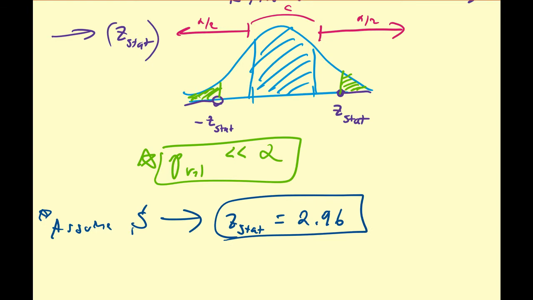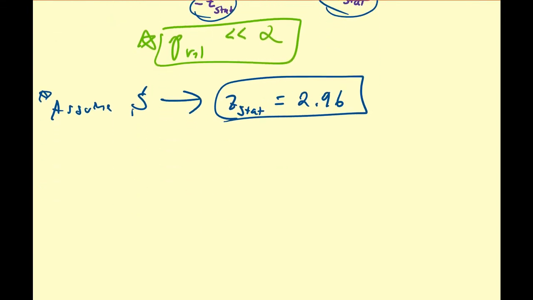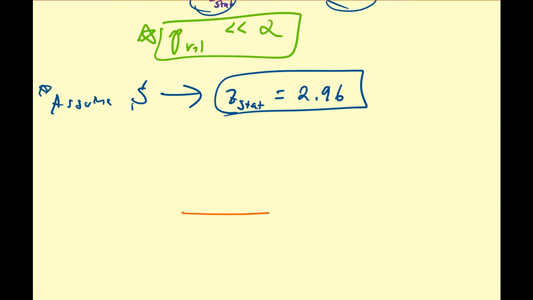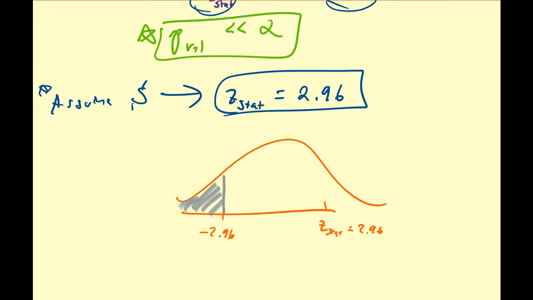So let's assume this is our test statistic. What is the probability of getting this or something better? Well, if that is our test statistic, so this is Z stat here, which is 2.96, its mirror image is going to be over here, 2.96. So any test statistic that is less than negative 2.96 or greater than positive 2.96 is going to be more in favor of rejection of the null hypothesis, in favor of our alternative.